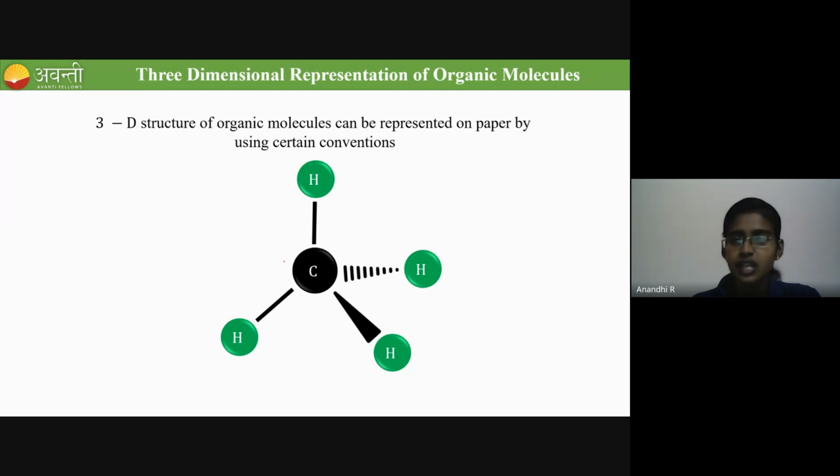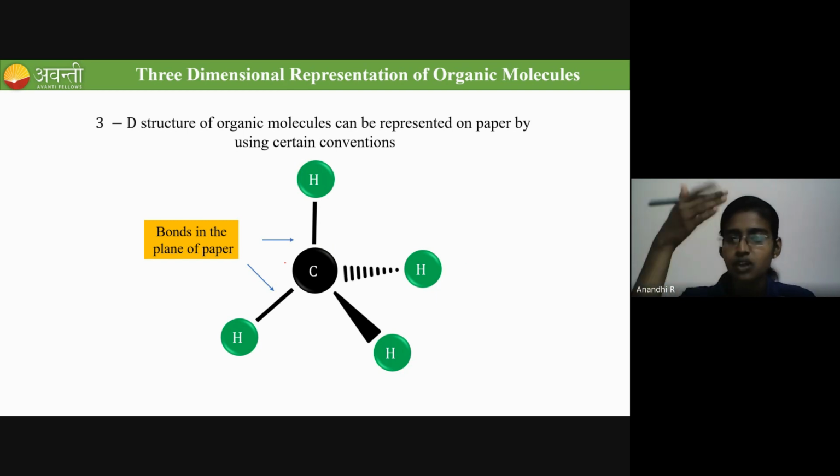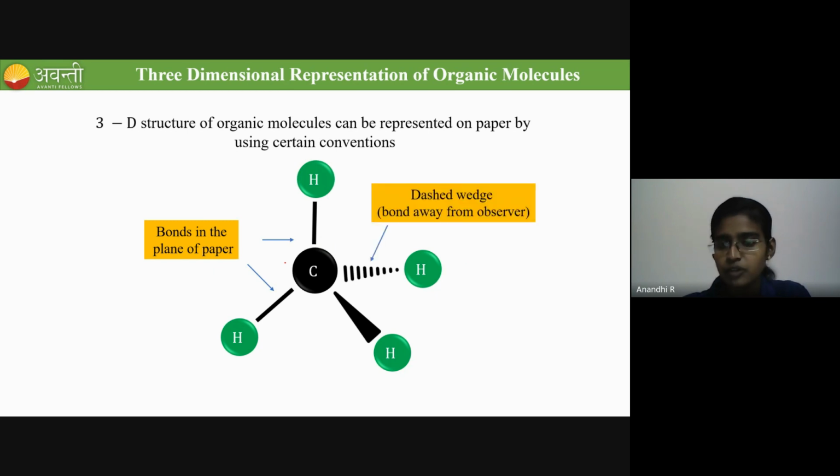You can see there are 4 bonds around the particular carbon, right? So 2 are represented with a normal line, so these 2 bonds are in the plane of paper. Now we all are listening from your mobile or laptop, right? So your laptop is the plane. These 2 hydrogens are present on your plane. Got it? And coming to the third bond, the name of this broken wedge is called dashed wedge. Dashed wedge is otherwise called broken wedge.